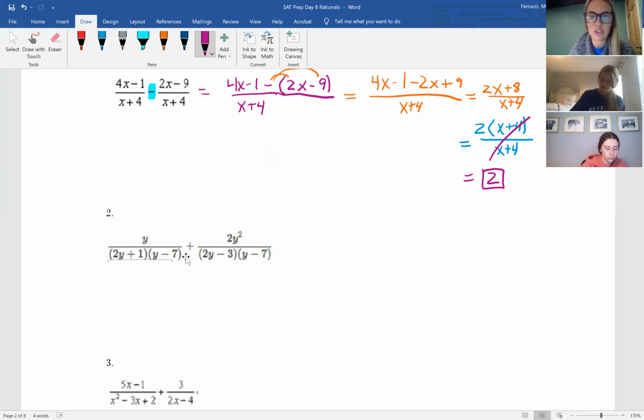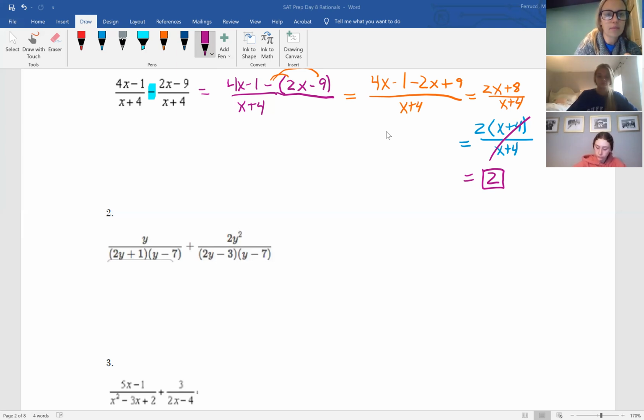So looking at number 2. Okay, so again, baby steps. That one we already had common denominators. So now let's look at number 2. Number 2, it looks like we almost have common denominators. At least they're all factored for us.